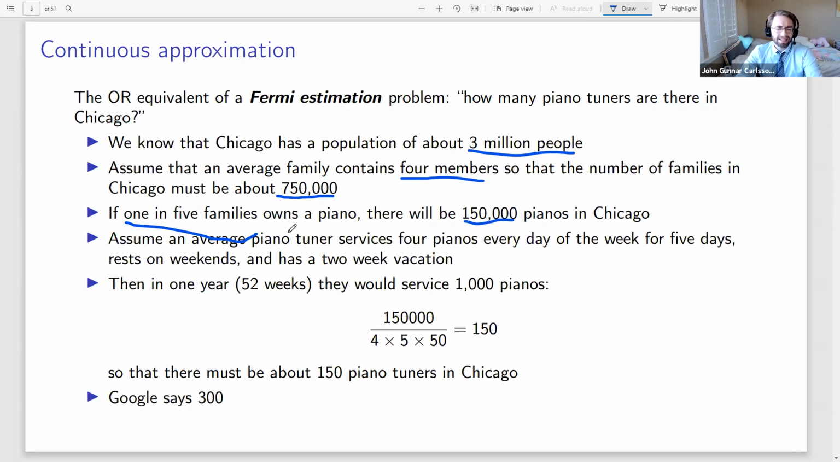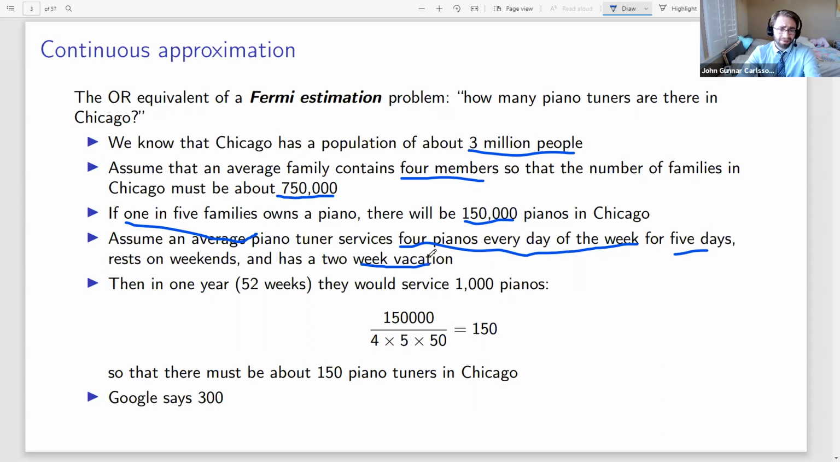And we'll say, all right, let's assume that a piano tuner on average tunes 4 pianos every day of the week. That sounds a little bit high. Piano tuning takes longer than that, but that seems like a good number. 4 pianos every day of the week for 5 days. And they rest on weekends, and say they take a 2-week vacation every year.